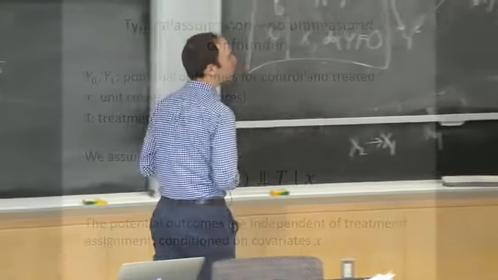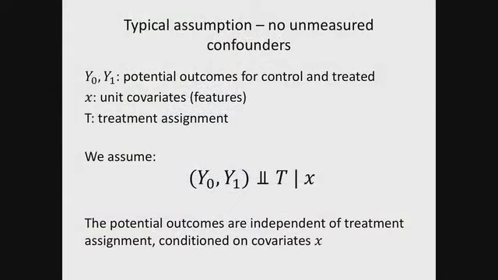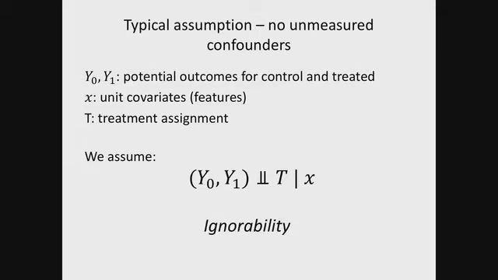The first critical assumption is that there are no unobserved confounding factors. Mathematically, what that's saying is that your potential outcomes Y0 and Y1 are conditionally independent of the treatment decision given what you observe on the individual, X. Now, this is called ignorability, and this could be a bit hard to understand, so let me draw a picture.